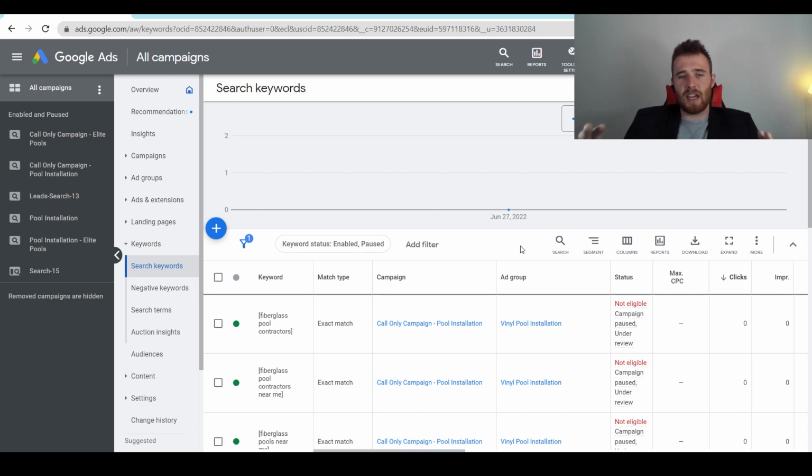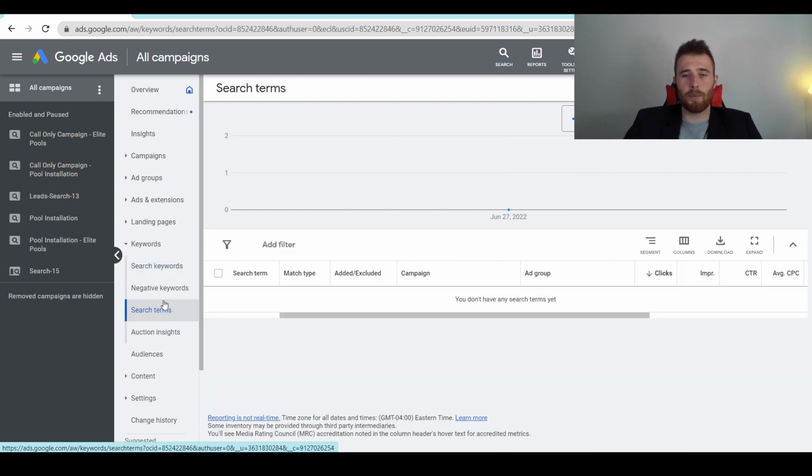So even with exact match, you're still going to get search terms you don't want to appear for. So what you have to do is come down here to the actual search terms report. And since this is a demo account, there are no actual search terms here. But if you did actually have data here, there would be a whole list of search terms. And you're going to scroll through this every week or so. Make sure the terms we're actually bidding on are ones we actually want to go after.